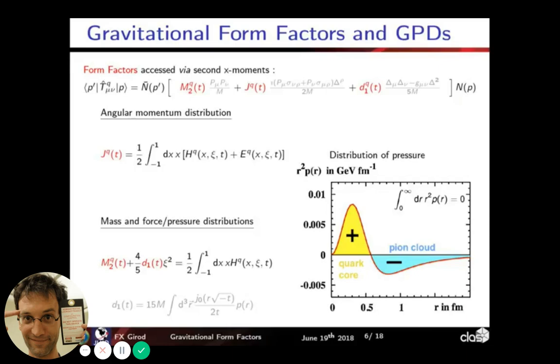And we see here on this graph the distribution of pressure weighted by the factor r square. The reason it was weighted by the factor r square is because there is a stability condition that the integral of r square times the pressure should vanish since the nucleon is a stable object. This particular curve here was obtained by Maxim Polyakov and collaborators within the chiral quark soliton model, and it exhibits a positive quark core with repulsive forces and a negative pion cloud, which we claim is related to confinement.